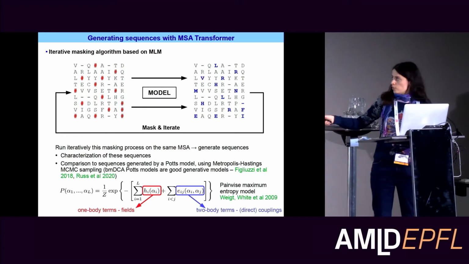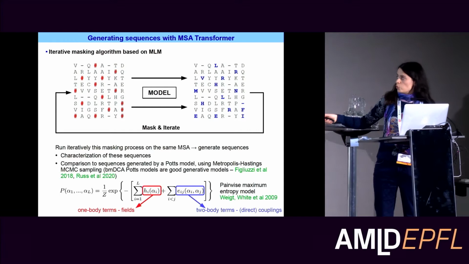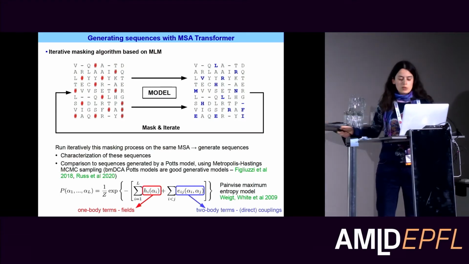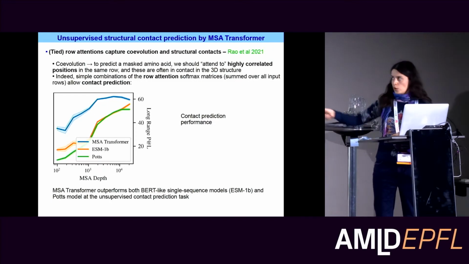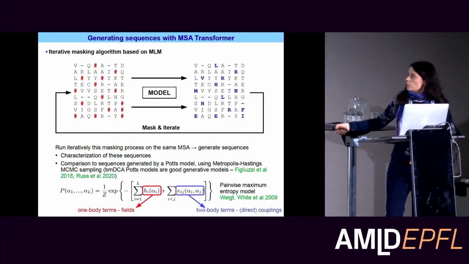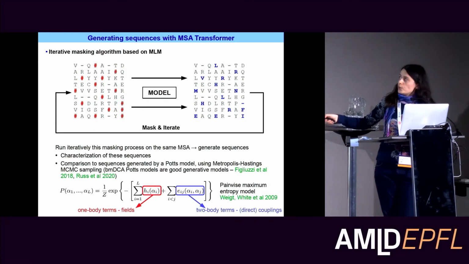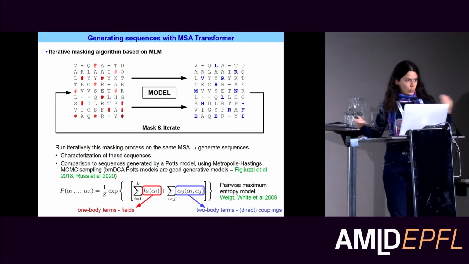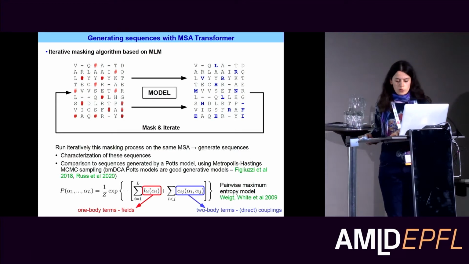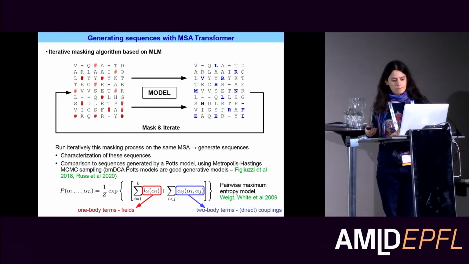So usually these two-body terms have been used in the field in order to predict the contacts. And this was the kind of unsupervised contact prediction that you saw here in green, in fact. So these models are known to be good generative models. Proteins have been synthesized experimentally from these models and shown to fold and to have a good function, which is why we take these models as a kind of reference.